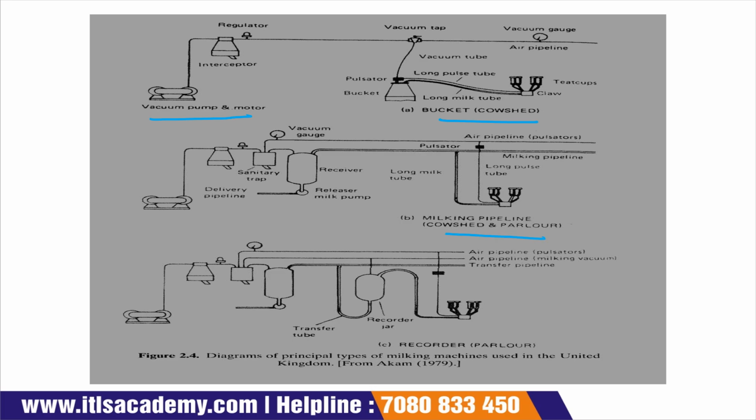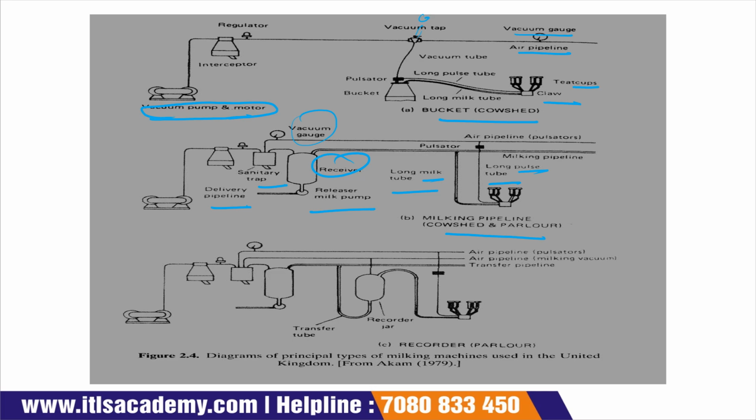Okay, here a vacuum pump and motor are there, then a regulator and an interceptor are attached to it, then a regulator. Here a long milking tube, then it is your bucket, your pulsator, your vacuum tube. Here the milking is done. Here you have the vacuum gauge, air pipeline. This is your teacup claws. Now in the second one, this is your delivery pipeline, sanitary trap, vacuum gauge, receiver, releaser, milk pump, long milk tube, air line, long pulse tube.